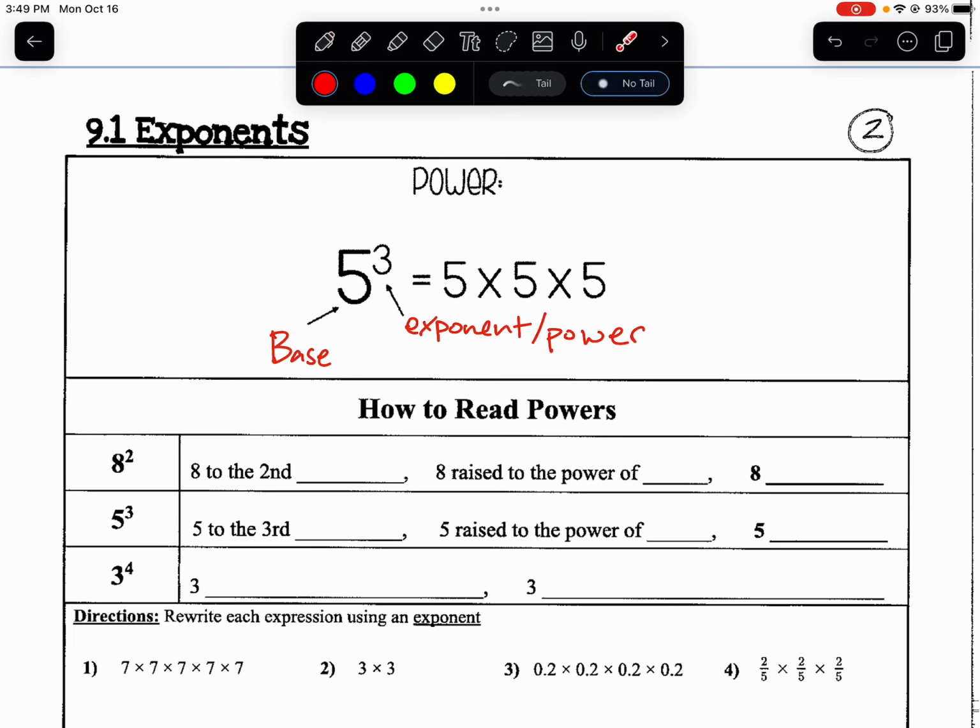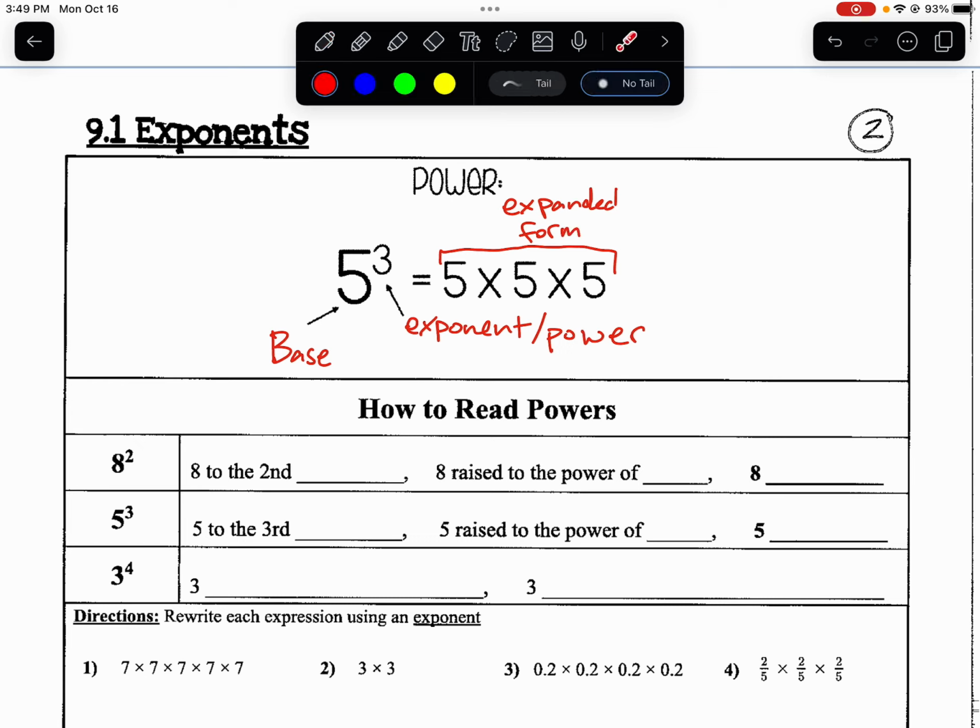So the way an exponent works is this is called 5 to the third power. What that means is it's repeated multiplication. So I'm taking 5 and multiplying it by itself 3 times. That's 5 times 5 times 5. By the way, we call this the expanded form.